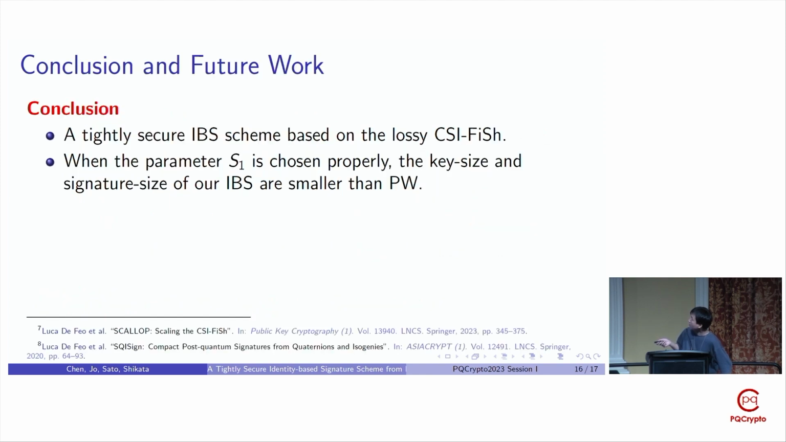Finally, we give our conclusion. In this work, we proposed a tightly secure IBS from lossy CSI-FiSh, and we show that if S1 is chosen properly, then the secret key size and the signature size for our IBS are smaller than PW.